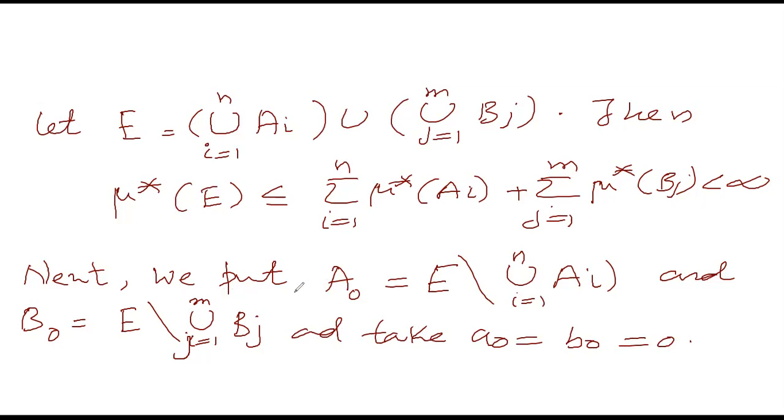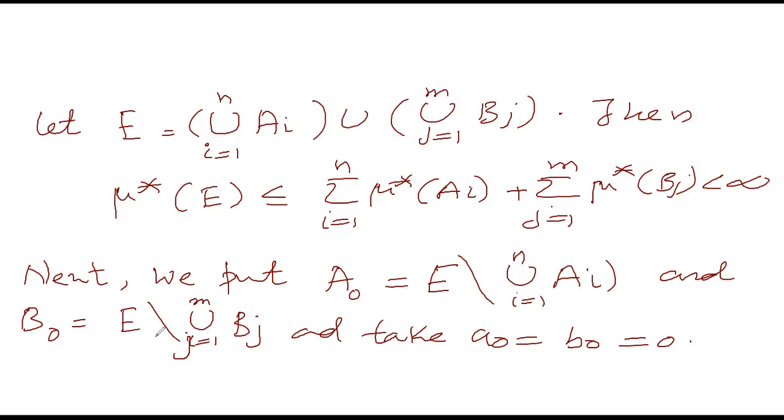So this is simple. What is this A naught actually? The A_i are already disjoint in the standard representation. These sets, i runs from 1 to n, are all disjoint sets. And A naught is disjoint from this union, the union i runs from 1 to n of A_i. That means A naught is disjoint from each A_i, i runs from 1 to n. So it means that these A_i for i from 0 to n are disjoint.